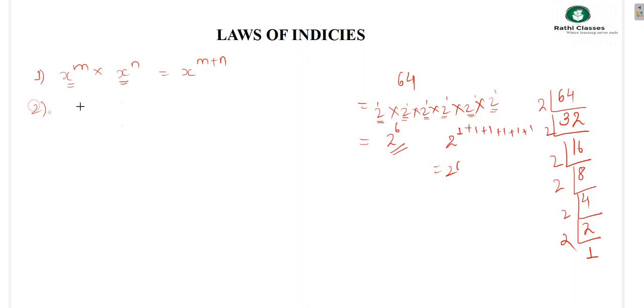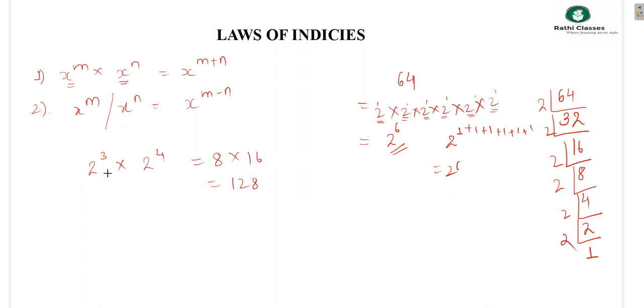If it is division, what would happen? x power m by x power n would be x power m minus n. And then we'll discuss more about its application. Say you have an example, 2 power 3 into 2 power 4. What is 2 power 3? If I normally write it, it is 8. What is 2 power 4? 2 power 4 is nothing but 16, and 16 into 8 is 128.